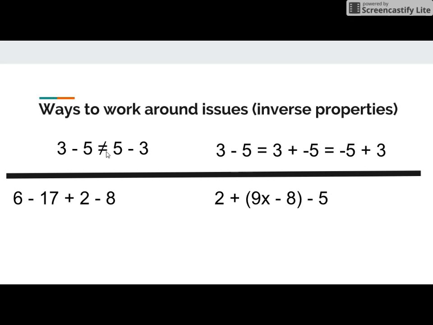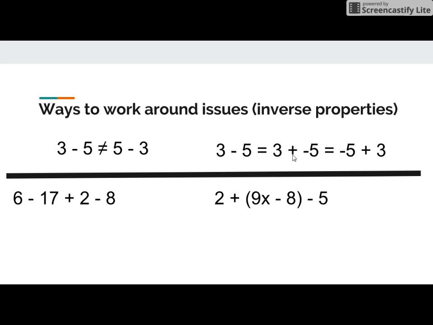This is called the inverse property, the additive inverse. It says that instead of 3 minus 5, we could change minus 5 to adding a negative 5. So 3 minus 5 is the same as 3 plus negative 5. Why that's useful is if we do want to flip these around, if we do want to interchange the 3 and the 5, we could change it to add a negative 5.